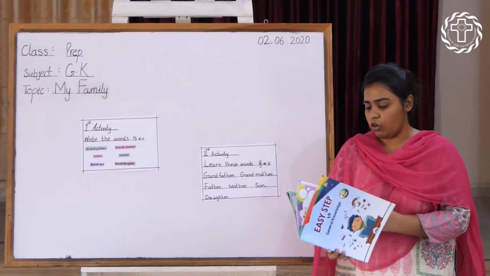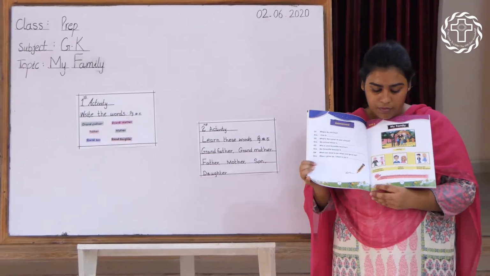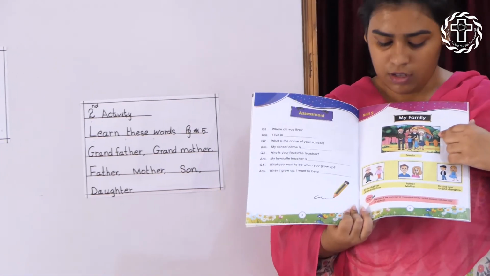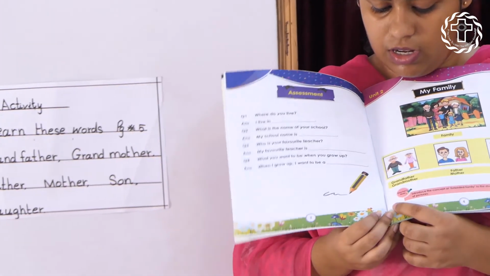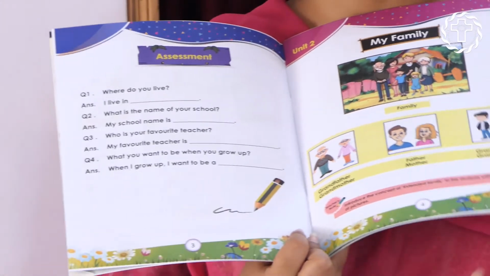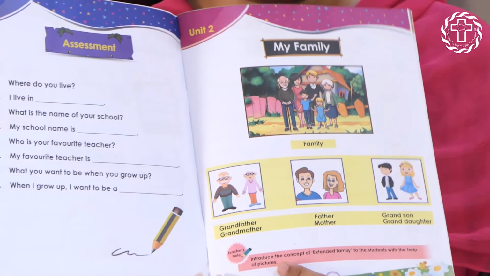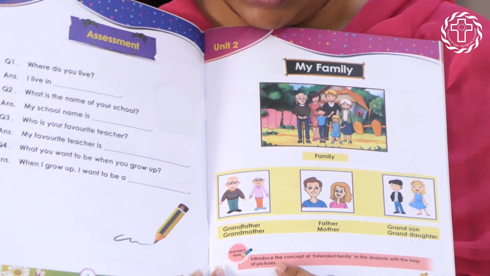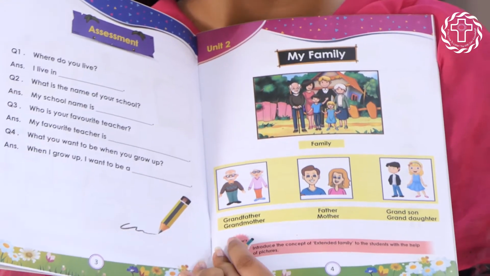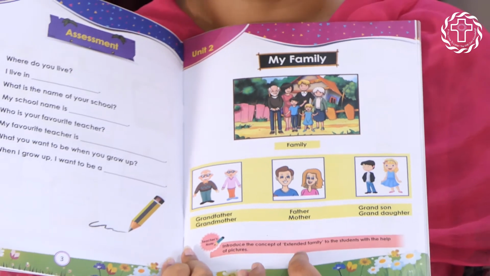Like this, you can open your book and page number 4, and you can see that there is a picture of a family, a whole family. The members are grandfather and grandmother. Grandfather और grandmother वो parents होते हैं जो आपके मामा पापा के father और mother होते हैं. मतलब दादी दादा या नानी नाना, जिसे हम बोलते हैं दादी दादा या नानी नाना, उनको हम बोलते हैं grandfather and grandmother. And the second one is your father and mother.